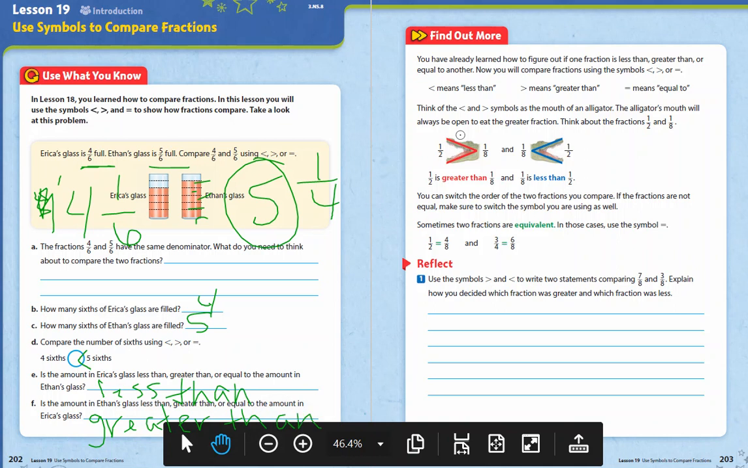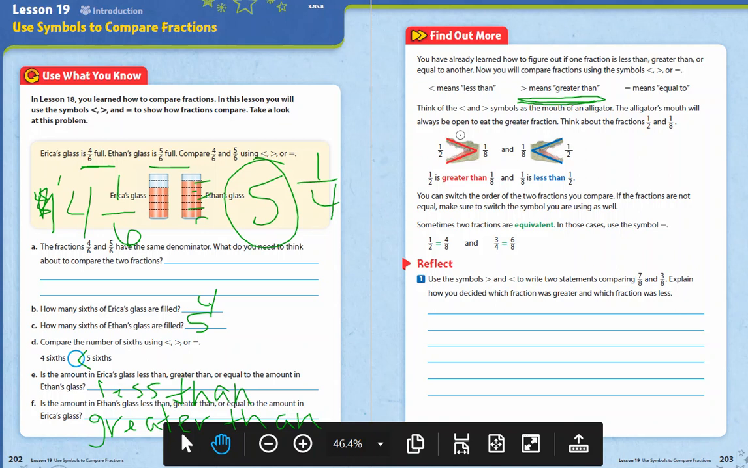All right, so let's look over here at the find out more. It says, you have already learned how to figure out if one fraction is less than, greater than, or equal to another. Now you will compare the fractions using the symbols less than, greater than, or equal to. This symbol that starts out small means less than. This symbol that starts out greater means greater than. And the equal sign means equal to.